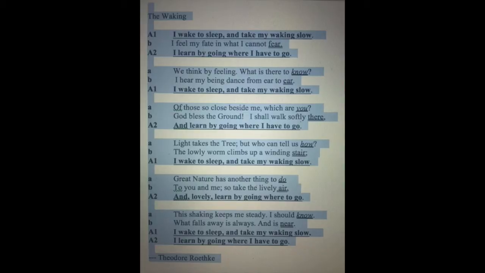So let's move on to the bigger question beyond technical elements of why would somebody write a villanelle in the first place? Why would somebody sit down and choose this particular form for their given subject matter? When it comes to the question of why somebody would write a villanelle, it's useful to think about the speaker in Roethke's The Waking. And consider how he continually returns to the following statements: I wake to sleep and take my waking slow. I learn by going where I have to go.